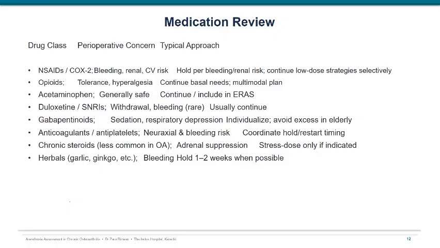Anticoagulants and antiplatelets, if you are planning for neuraxial anesthesia, we need to hold them, or we need to bridge depending on the patient, and we need to coordinate that with the primary team. Chronic steroids are less commonly taken in osteoarthritis patients, but if taken, they can result in adrenal suppression, so we have to consider a stress dose. Herbals are usually held 1 to 2 weeks whenever possible.